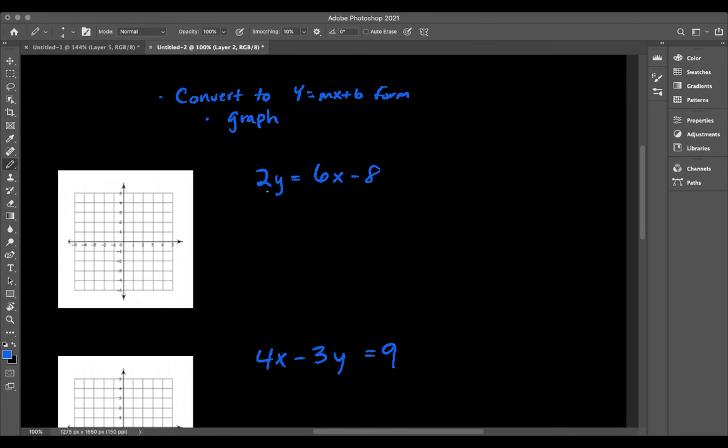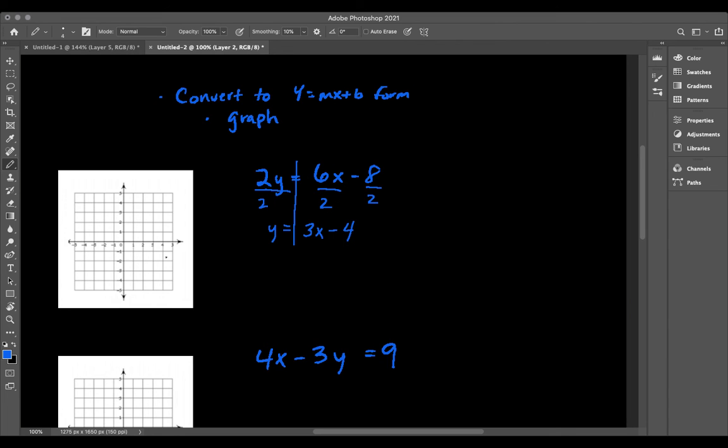We have to go back to our two-step and three-step equation work that we did before. So what do we know about 2y? How do we get rid of it? It's 2 times a number equals 6x minus 8. So I have to do the opposite, or inverse, operation of 2 times the number, which is division. I divide by 2, and I divide everything on the other side by 2. So y equals 3x minus 4. Okay, and that's how it works.